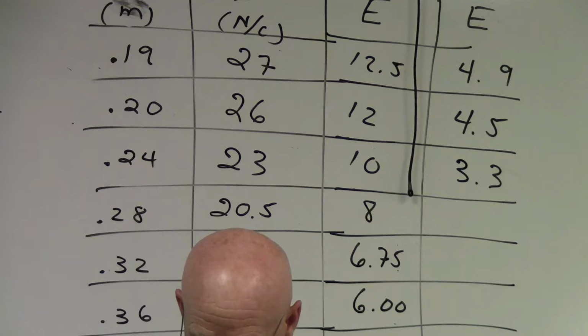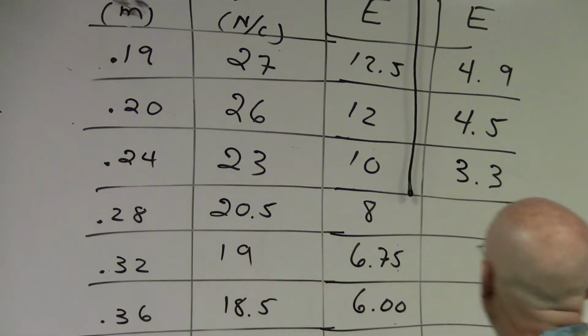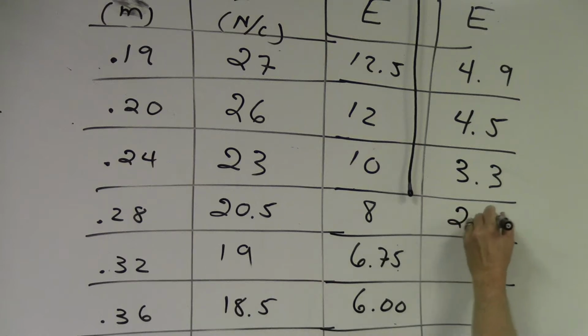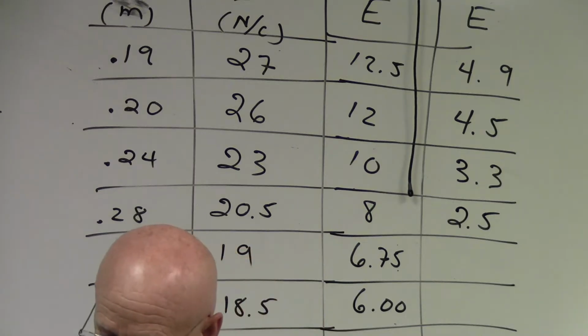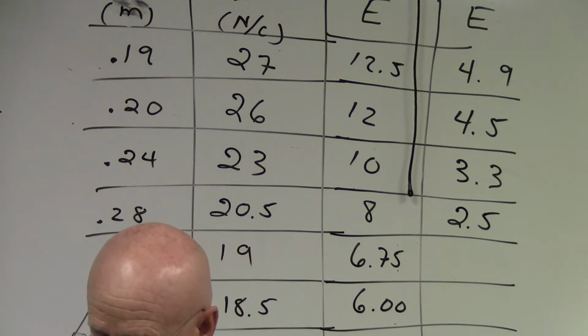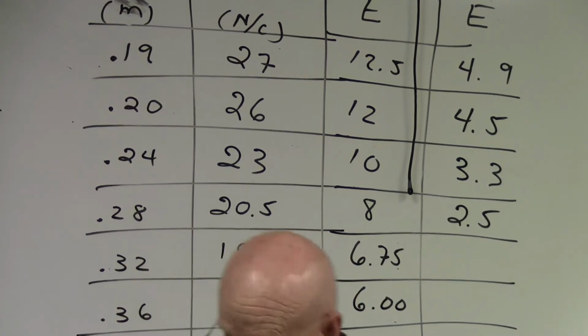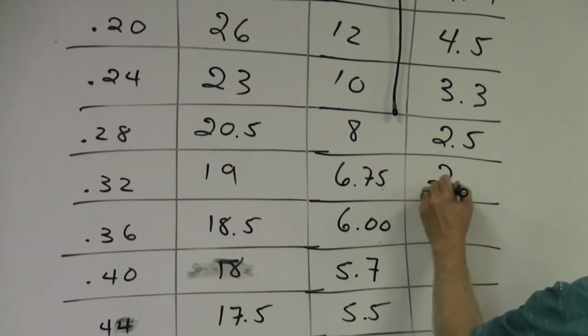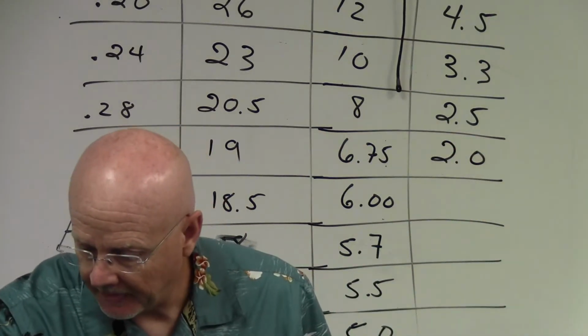28 would be right there. Let's call that a 2.5. Really low value. See, we're even lower than that one. Where are we? So out to 32. Let's call that a 2.0, or 0. I guess O is a letter, not a number.